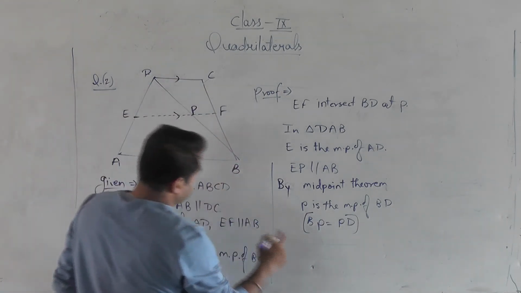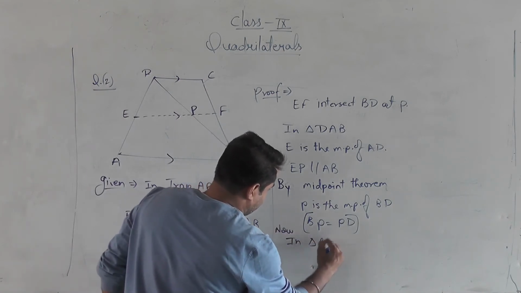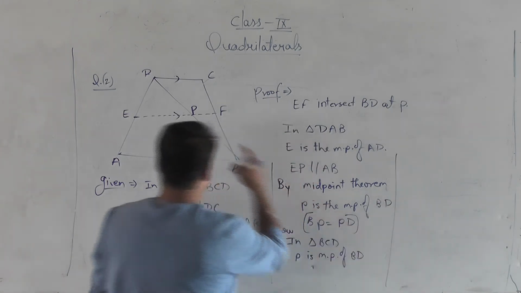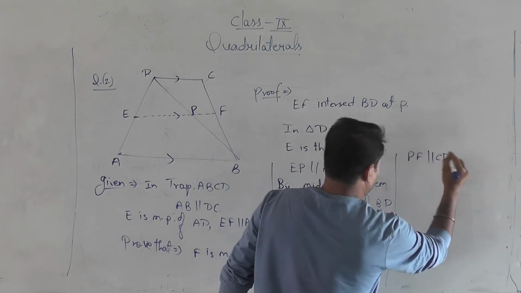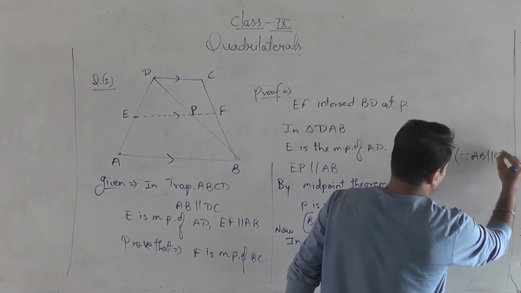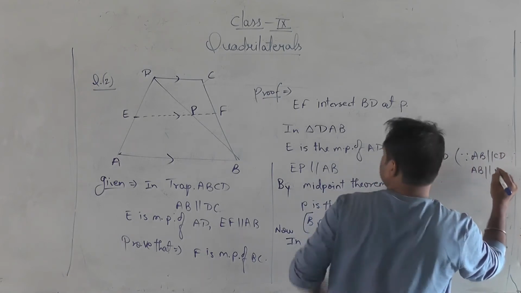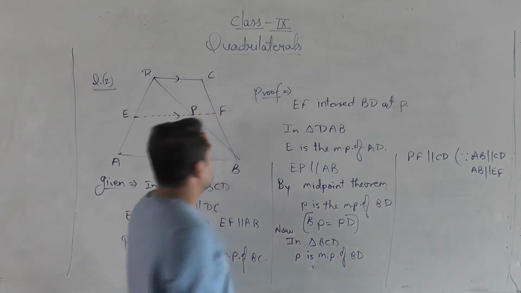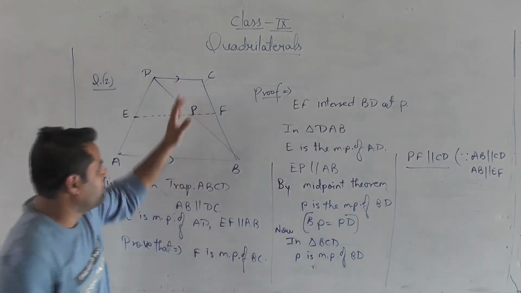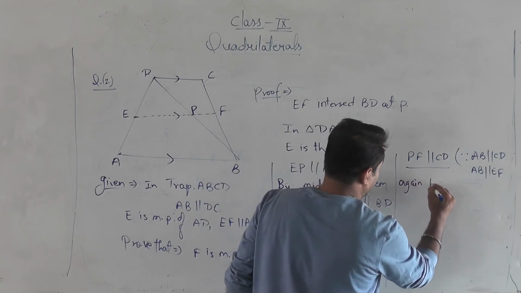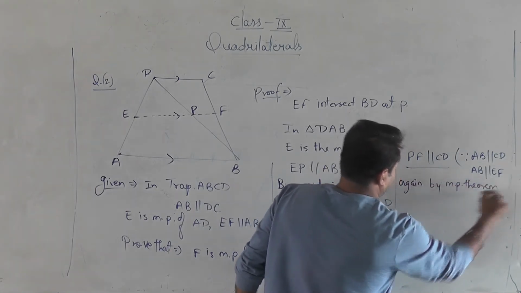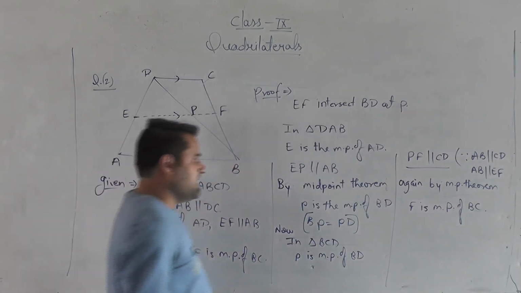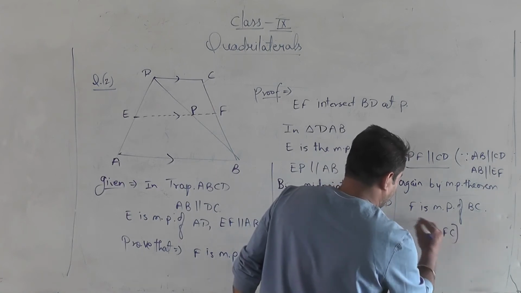Now we are taking another triangle, BCD. In triangle BCD, P is the midpoint of BD, and PF is parallel to CD. Now why is it so? Because AB is parallel to CD, as given, and AB is parallel to that part of line EF. Since it is parallel to EF, that part of the line is also parallel. So PF is parallel to CD. Again by the midpoint theorem, we can tell that F is the midpoint of BC, that is, BF and FC are equal.